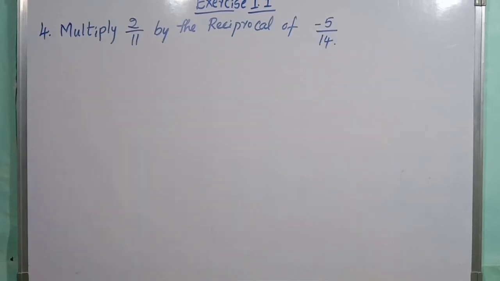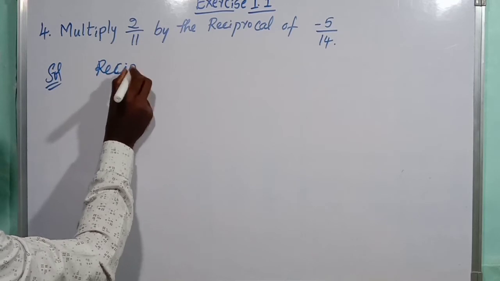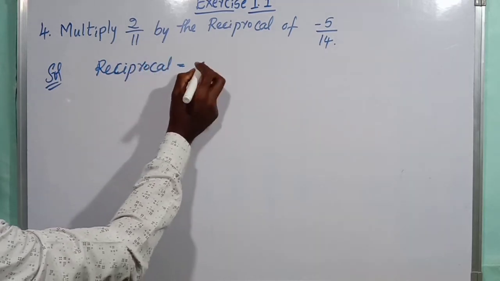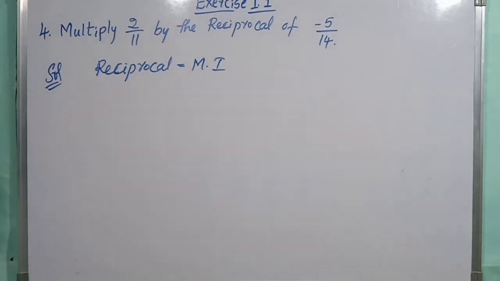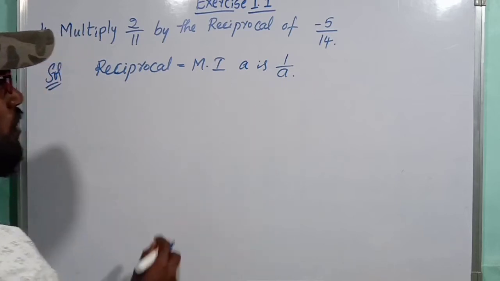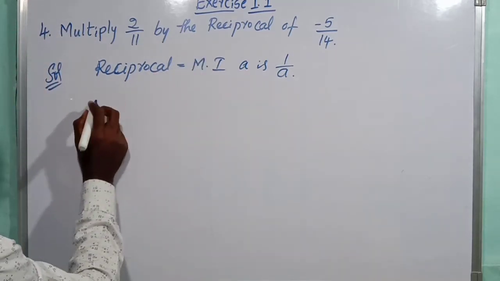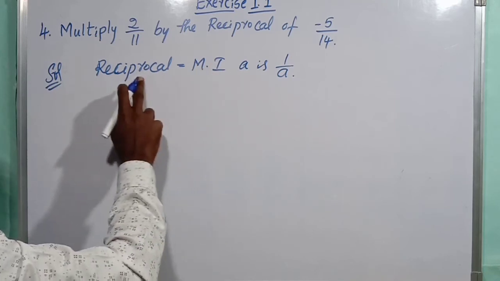So now what is the fourth problem given? Multiply 2 by 11 by the reciprocal of minus 5 by 14. So actually what is the reciprocal here? Solution, I am writing. Reciprocal is equal to multiplicative inverse. The multiplicative inverse of a is 1 by a. So multiplicative inverse is also called the reciprocal.